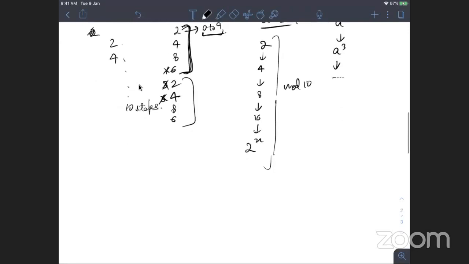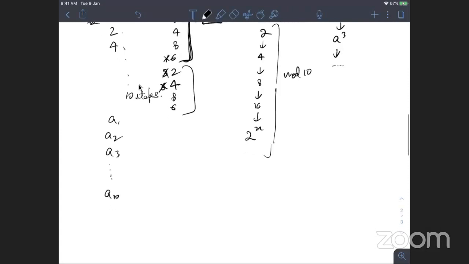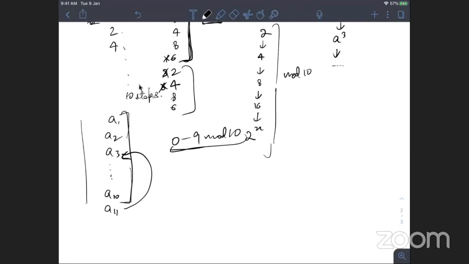Let's say the first value is A1, the next value is A2, the next value is A3, and so on, up till A10. Definitely A11 will match one of the existing values, right? Because there are only 0 to 9 distinct numbers under modulo 10. So if all these are distinct, A11 should definitely match. Maybe the match happened somewhere before, but at the 11th point, definitely a match should come. But let's say the match happened at A11.